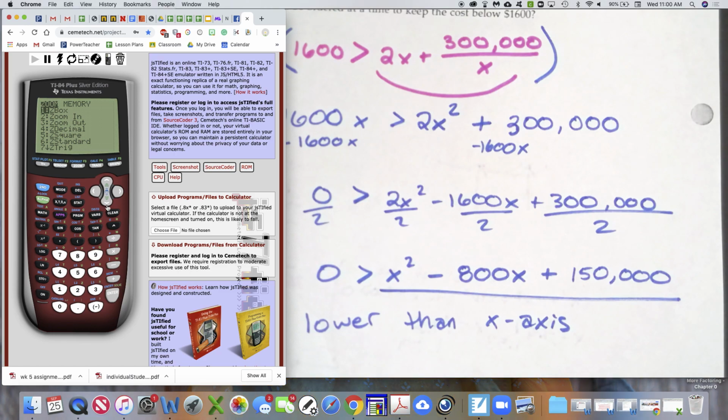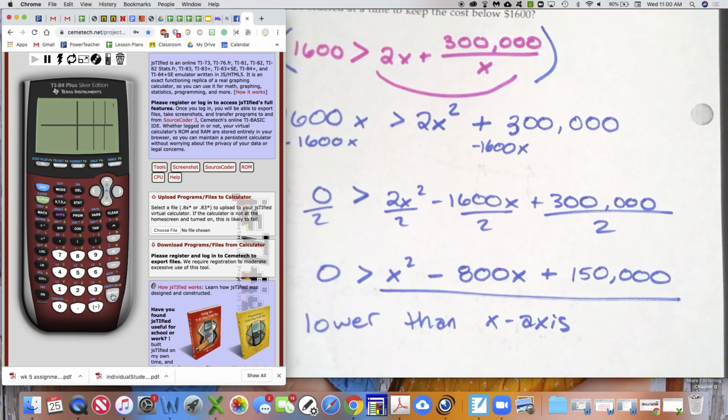Negative 800. And then 800, and then negative 800. Holy cow. Or the other way. Nope. Zoom out again. Oh, there he is. I found him. There's my parabola. Woo! There he is.